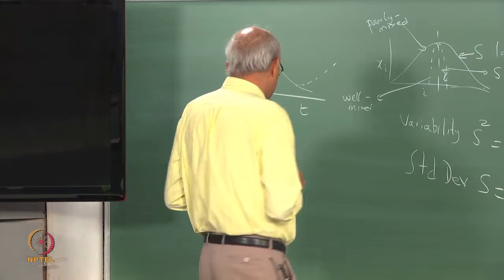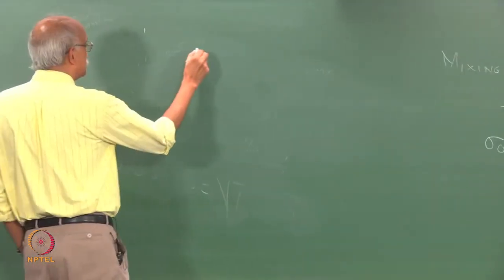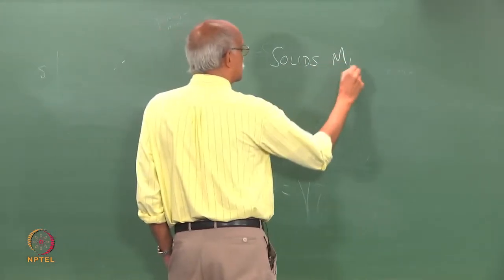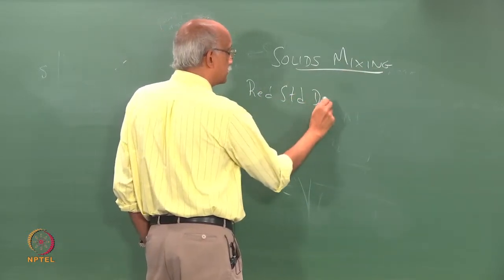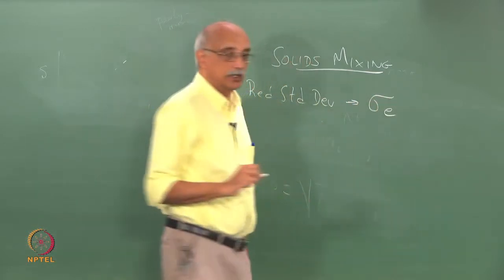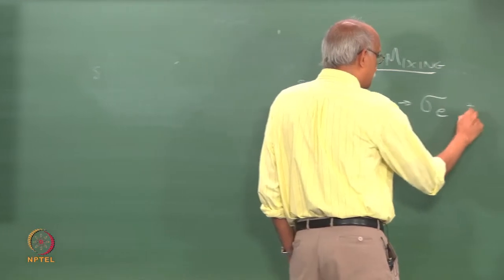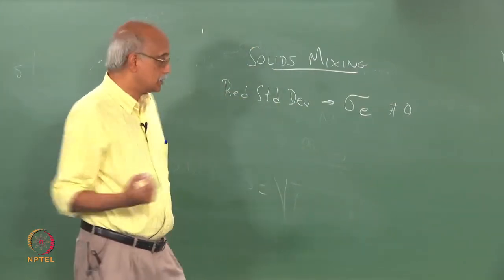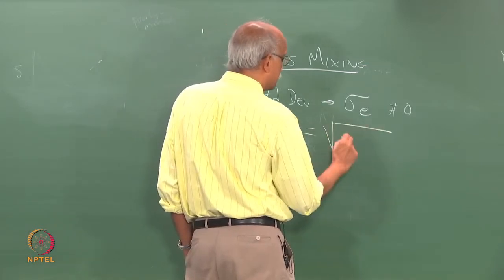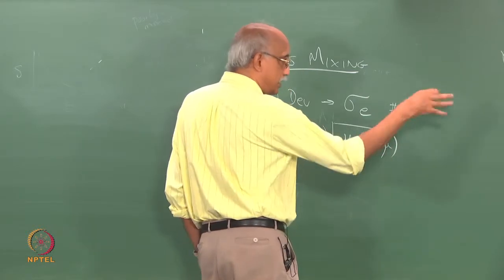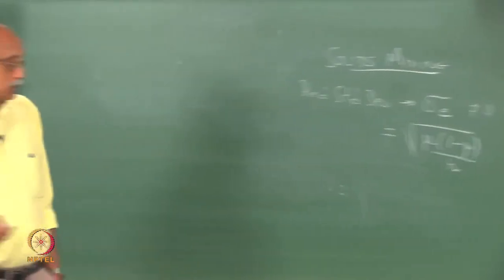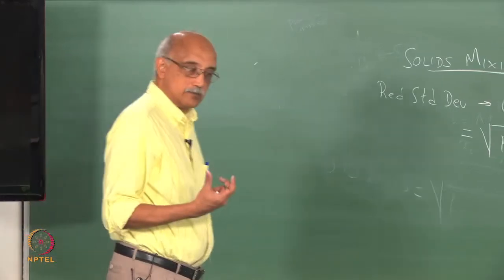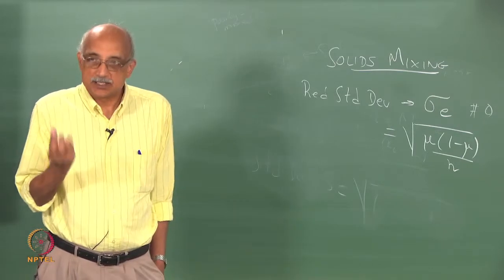So, in the case of mixing of pure solids, the reference standard deviation is this sigma e, which stands for the equilibrium standard deviation, and it is not equal to 0 even under well mixed conditions, and in fact it has a value that is equal to the square root of mu times 1 minus mu, same as sigma 0 earlier, but with one difference, that it is divided by your sample size n, which is the number of particles in each sample that you take.